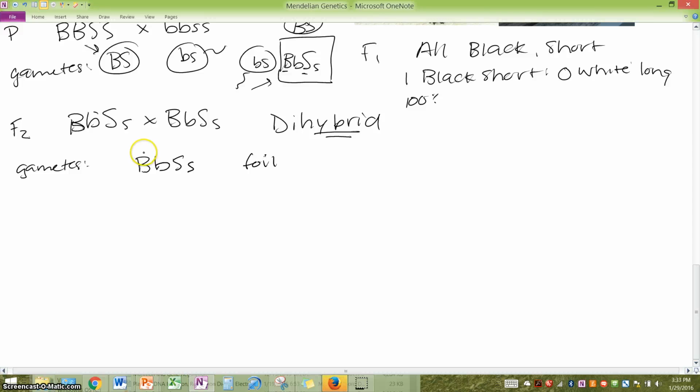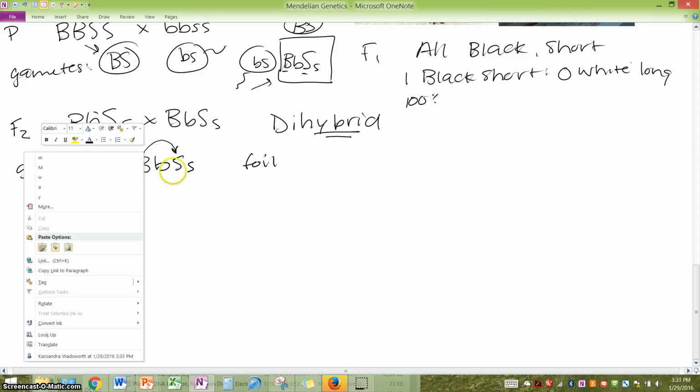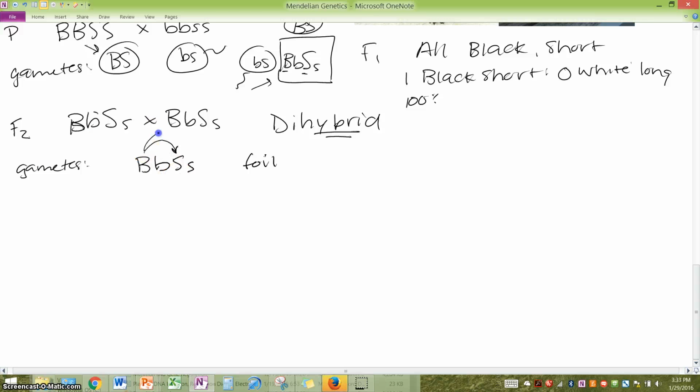So to foil, we want to make sure we have a B and an S. You could have a big B and a big S, or a big B and a little s. You could have a little b and a big S, or a little b and a little s. So your combinations would be big B big S, big B little s, little b big S, little b little s. I have 4 combinations. You're probably thinking, I didn't even think I could get 4 combinations out of that. I'm going to show you with meiosis how this would happen.